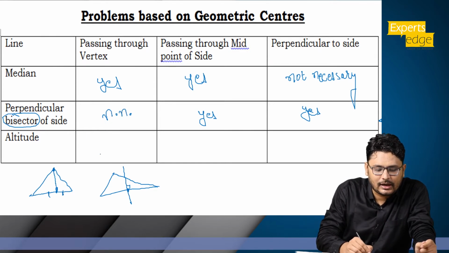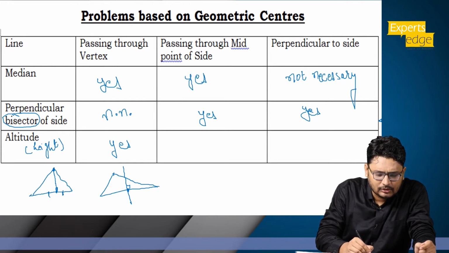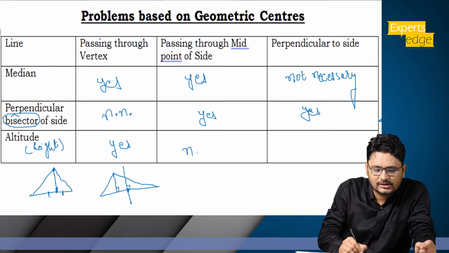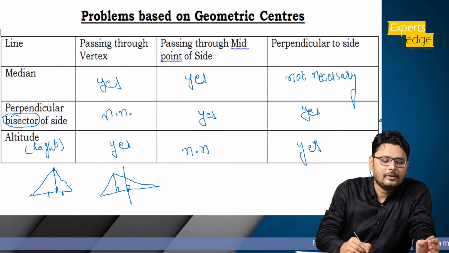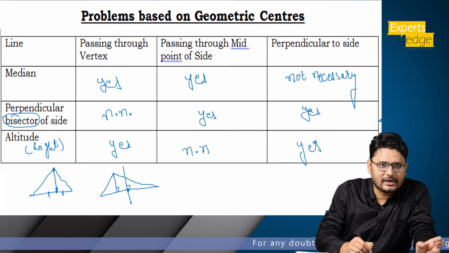Similarly, altitude is nothing but the height, and obviously height is measured from one of the vertices. So does it pass through the vertex? Yes. Does it pass through the midpoint? Not necessary. In this case, if I take this altitude, it is not the midpoint, right? It is not necessary. And is it perpendicular? Yes. So these are basic small properties, we will do them in detail. Particularly now we will start with the medians.